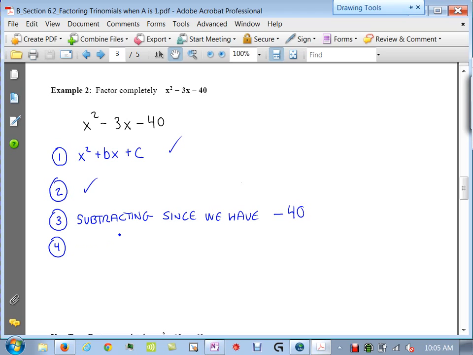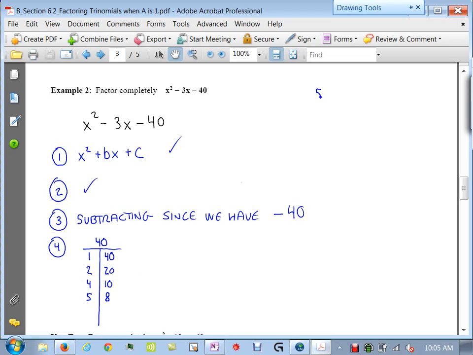Find the factors. So I'm going to write down a table. This table is going to be for what number? 40. Not negative 40, but 40. So let me try and put my table here. 40. I'm going to start with 1. 1 and 40. 2 and 20. 3 doesn't go into 40. Okay, 4. 4 and 10. 5 and 8. 6 doesn't work. 7 doesn't work. 8 we already have.